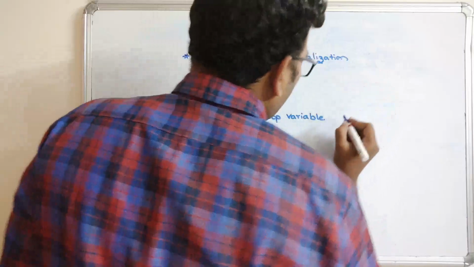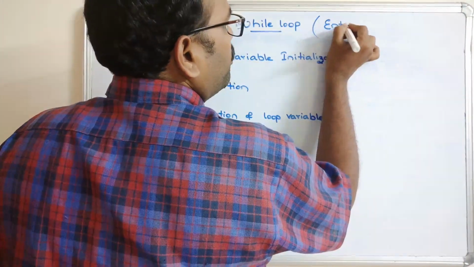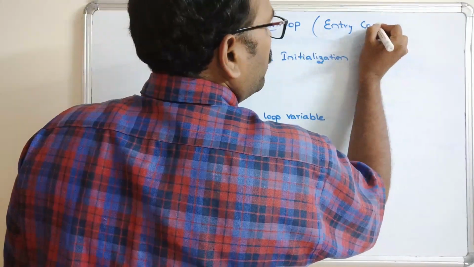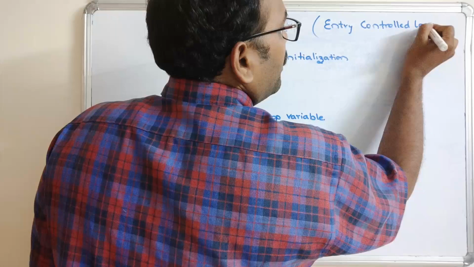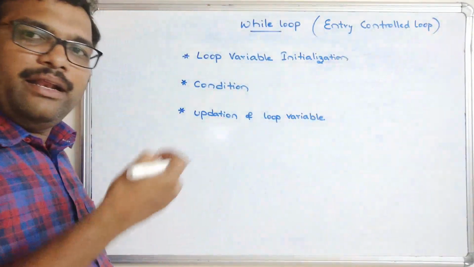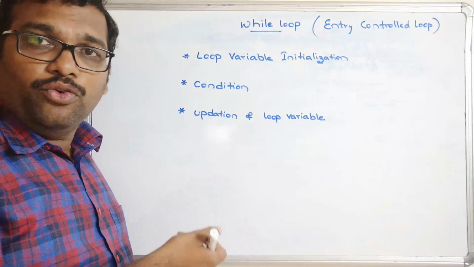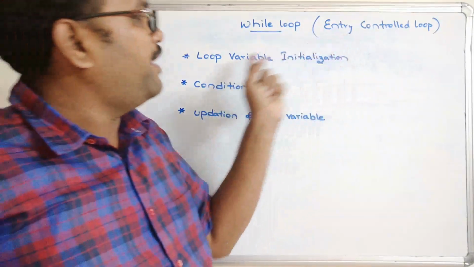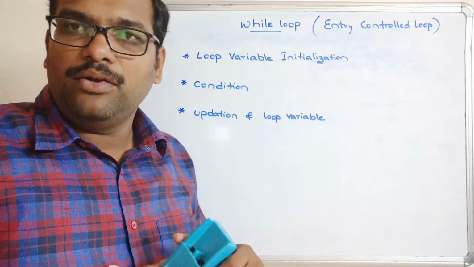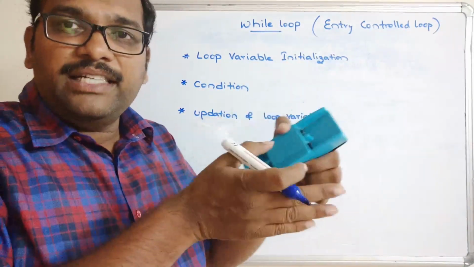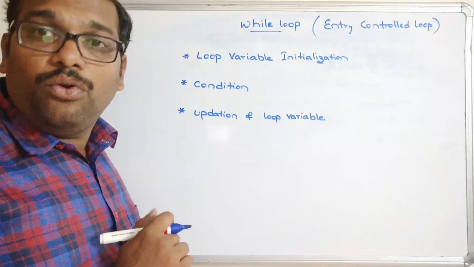And this is also called an entry controlled loop. Because before entering into the body, before the control goes to the instructions of the while loop, the condition will be verified. And if the condition is true, then only the control will enter into the loop. So at the beginning itself, we are checking the condition. That's why we call it an entry controlled loop.